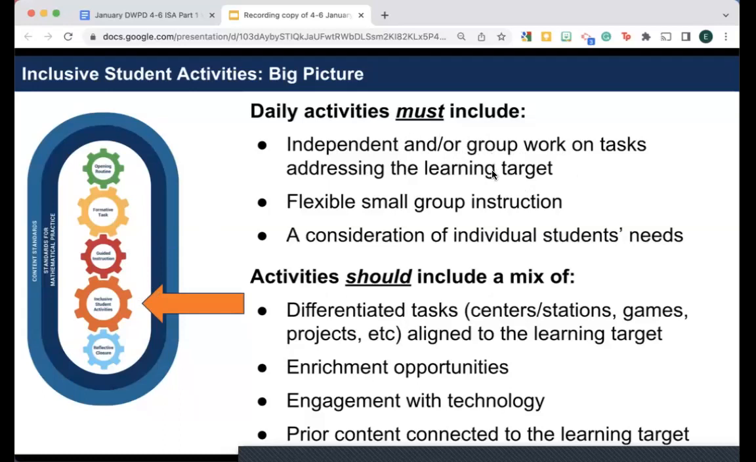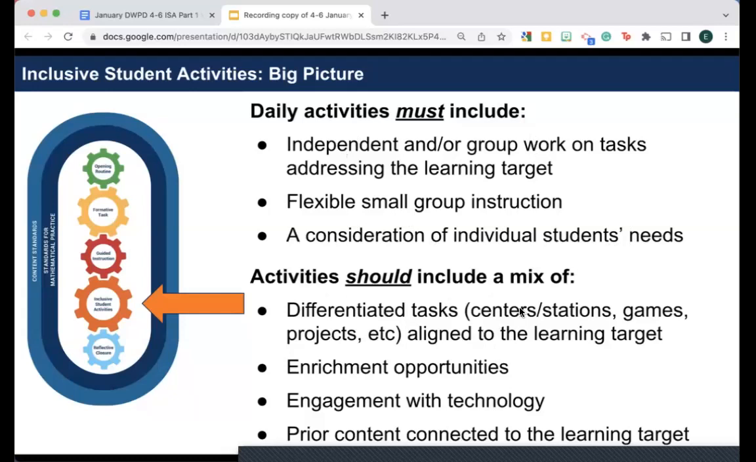Also, we want to make sure we're doing some small group instruction. Not every student is going to be in a small group every day. That would be impossible. But we want to make sure that you, the teacher, are pulling at least one small group each day. And of course, you're considering your students' individual needs. So bottom line, we're practicing the learning target, we're pulling at least one small group. But then we have all these opportunities for differentiation.